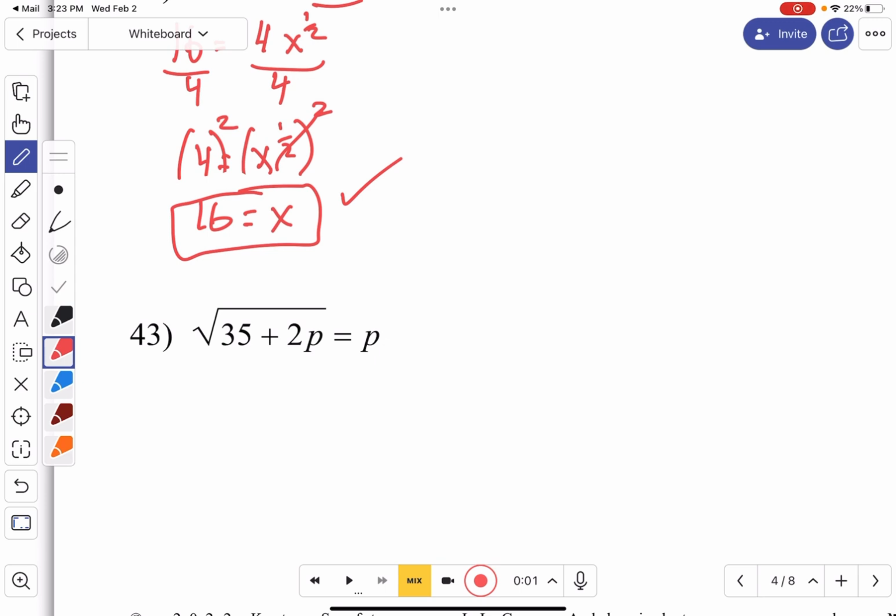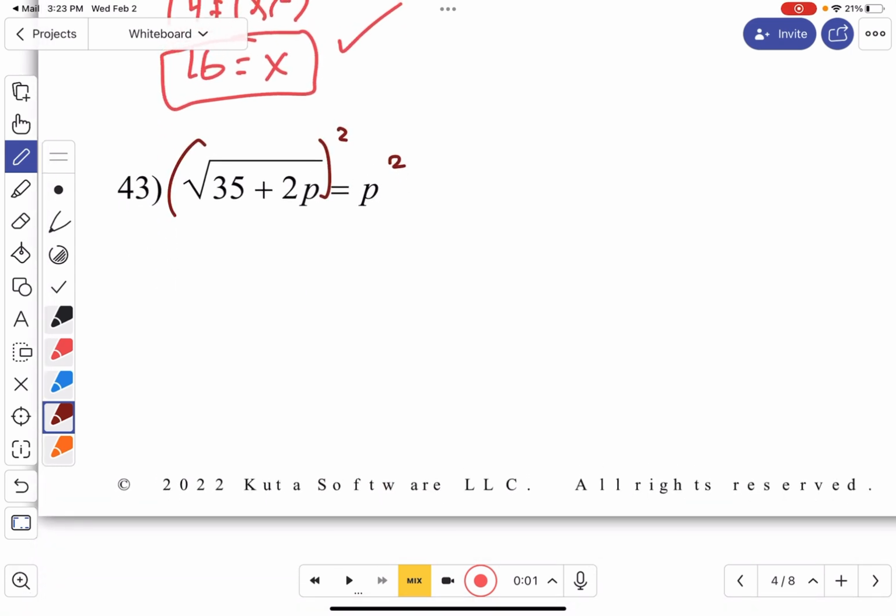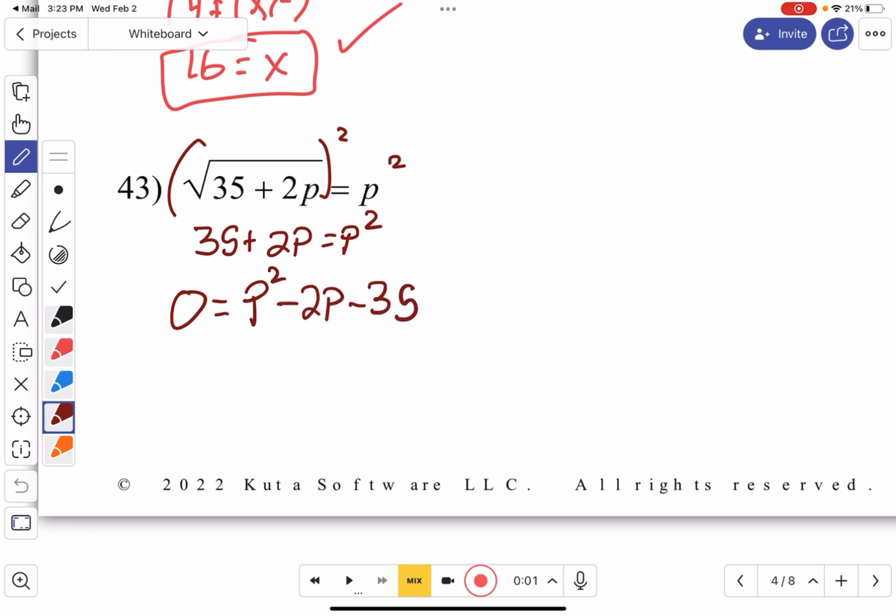It's isolated already. So we're going to go ahead and square both sides. I'm going to move this up. So that gives us 35 plus 2p equals p squared. You have to set it equal to 0, so I'm just going to move everything to the other side. So that's minus 2p minus 35.